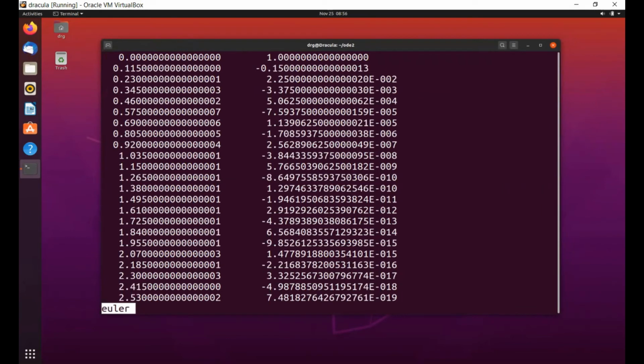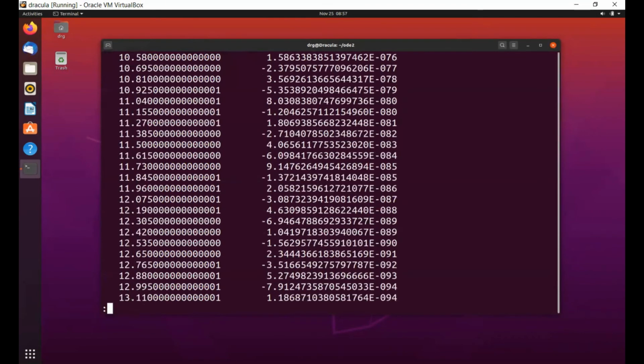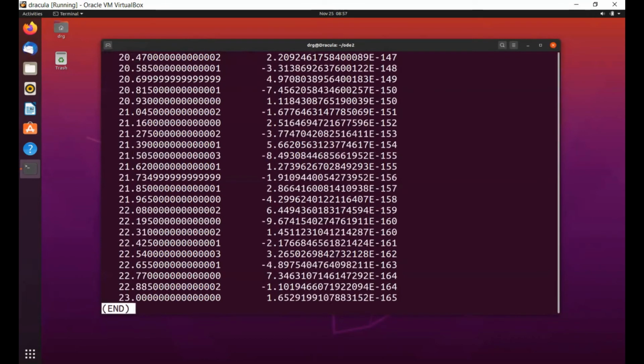By the time I'm down to the middle of this first page, the computed solution is roughly 10 to the negative 10 in magnitude. And as you continue, it becomes very small. The numbers towards the end are of magnitude 10 to the negative 165. So certainly the behavior that we were expecting out of Euler with n steps equal to 200 is what we actually get.